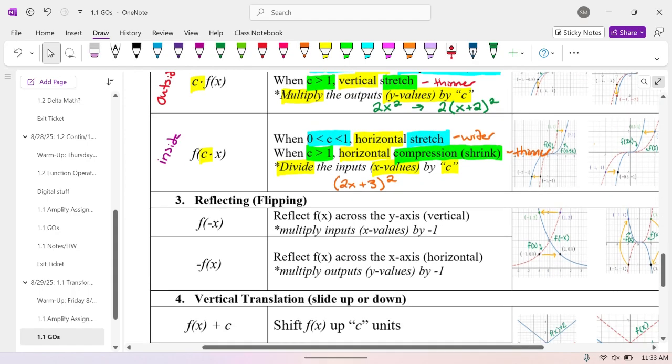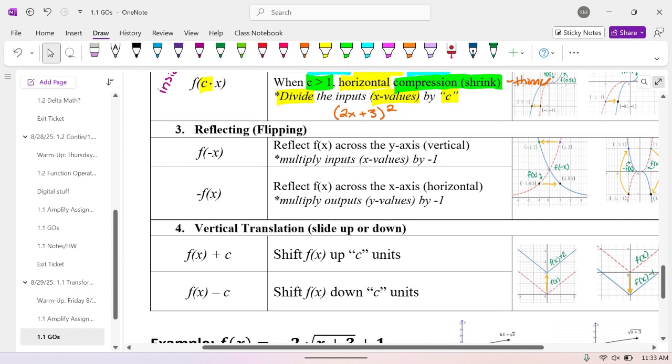All right, then we have reflecting. Now, reflecting is really easy because it just means there's a negative sign somewhere. It's multiplied either outside the brackets or inside the brackets with the x. That's the only difference. So that's why I said with dilations, don't worry about if it's negative or not, because that's where the reflection comes in.